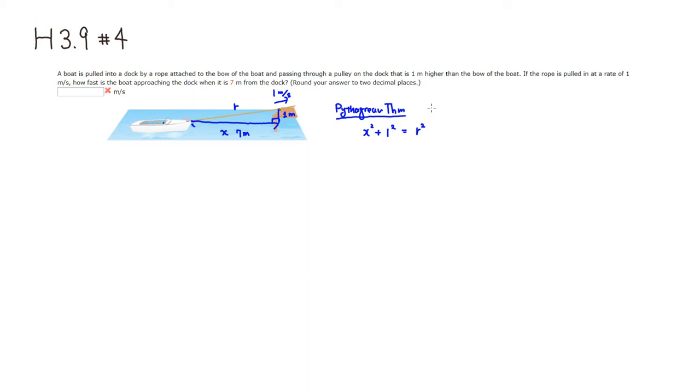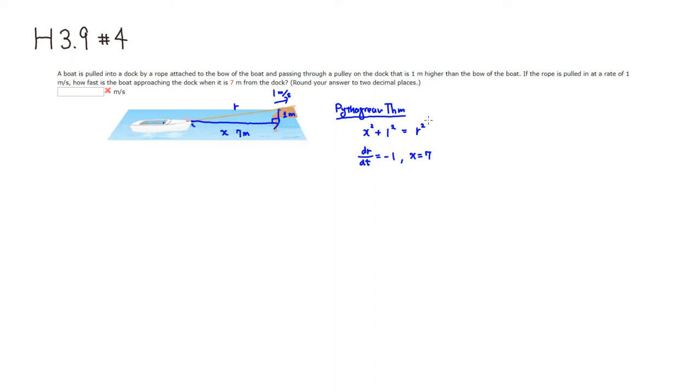And what are the given values? Here, R is changing at the rate of 1 meter per second since the rope is pulled in at that rate. So we know that dr over dt is going to be -1, because it's pulled in. And also the x value at that moment is given to be 7. And I think that's about all that's given.